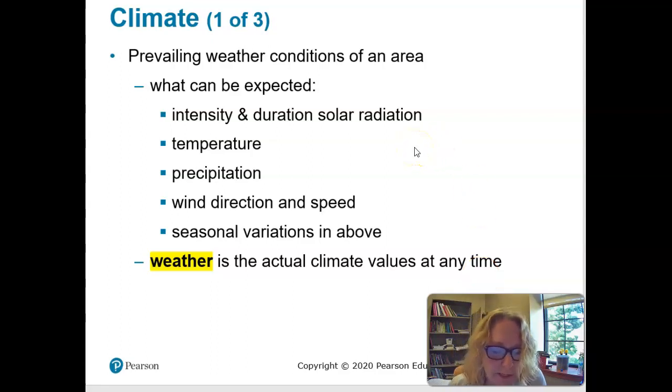Just a review of what we did in class, and then I will do some extra stuff that we didn't get to in class. Okay, so there's a difference between weather and climate.